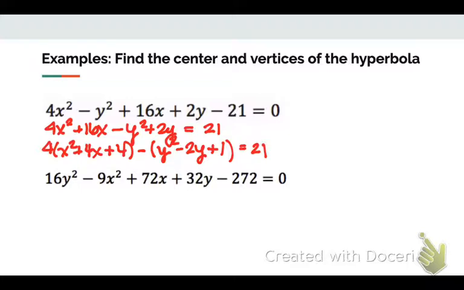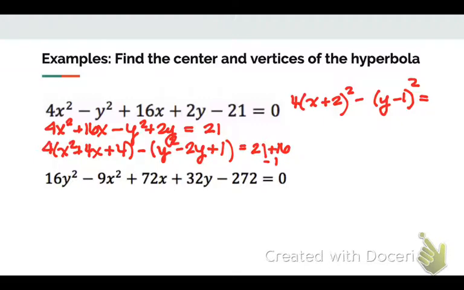Now again, we did change the left side of the equation, so I have to change the right side. So 4 times 4 means I'm adding 16 to the right side. Negative 1 times positive 1 means we should also be adding a negative 1 to the right side. So then the next step is to keep simplifying this equation so I can get into that form and see what's happening. So 4 times (x plus 2) quantity squared minus (y minus 1) quantity squared is equal to, let's see, 21 plus 16 is 37.